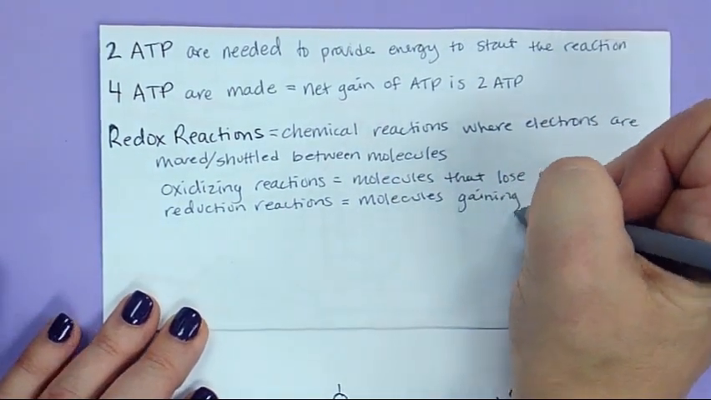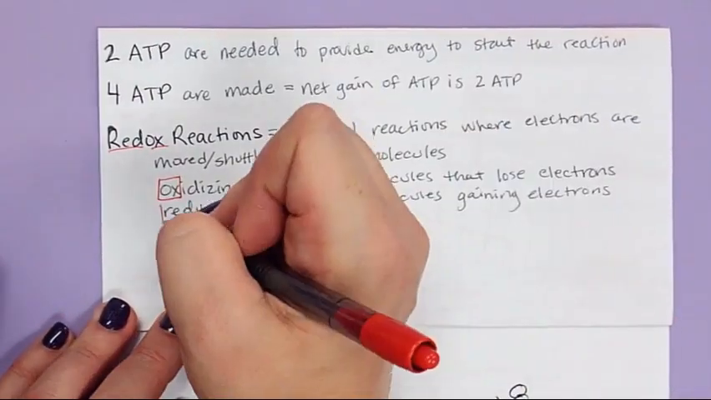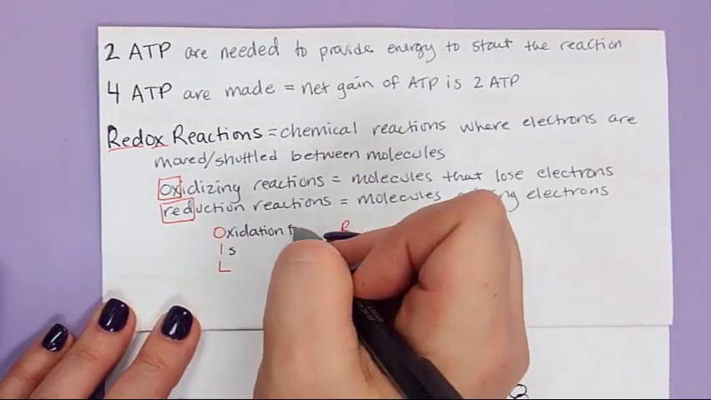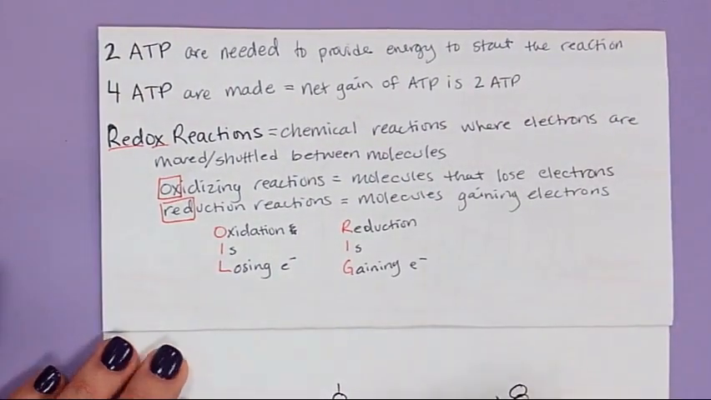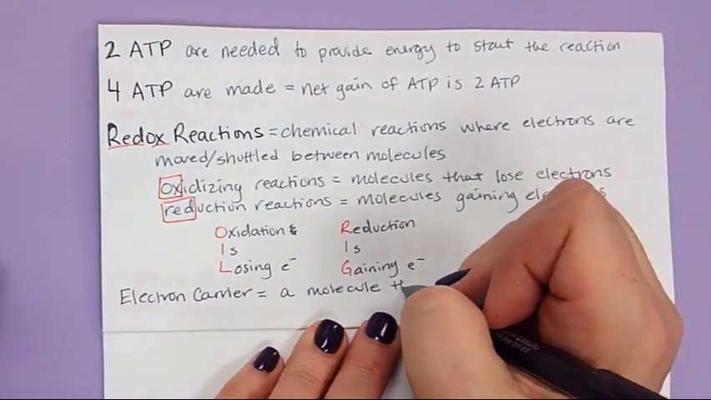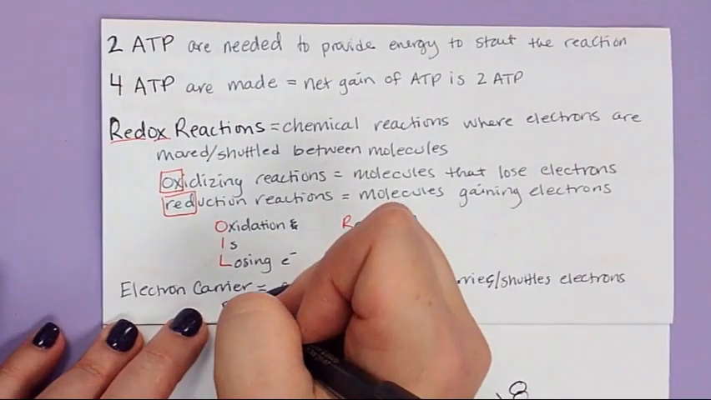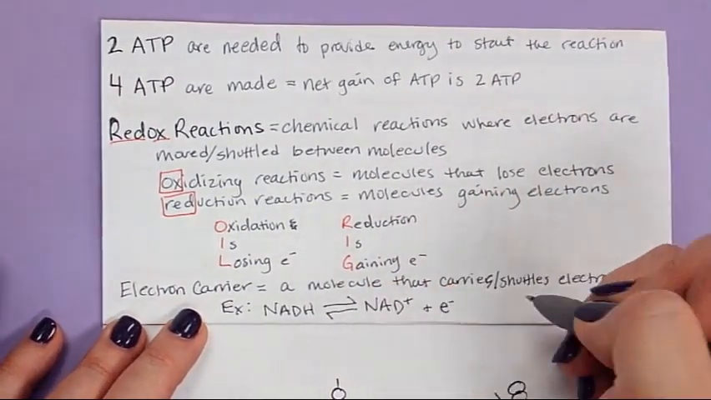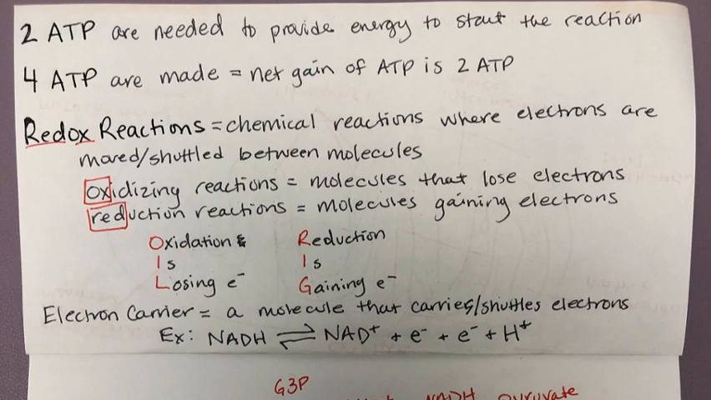Redox reactions are chemical reactions where electrons are moved or shuttled between molecules. There are 2 different parts of the redox reaction. There are the oxidizing, or the ox part, reactions, and these are the molecules that lose electrons. And then the reduction reactions, or the red part of the redox, are the molecules that gain electrons. Well, how do we even remember this? If you remember the mnemonic device, OIL RIG, oxidation is losing electrons and reduction is gaining electrons.